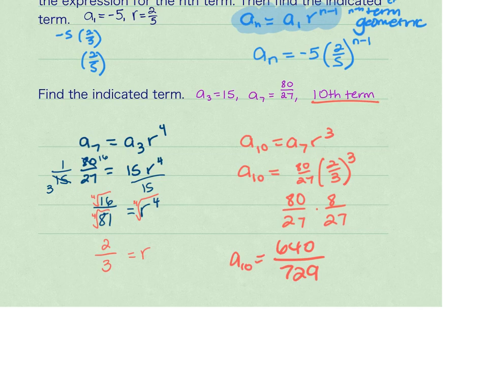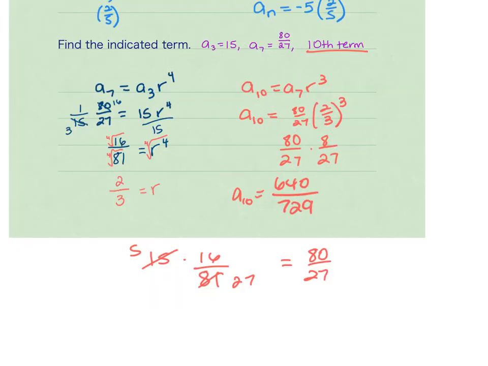Yep. If you multiply 2 over 3 by 15, 4 times until you get to 7, it doesn't work. 2 over 3 times 15, 4 times. For sure. You could also work with A3. So you can do A10 on the left, A3 on the right, R to the 7th. Yep, you can do it either way.